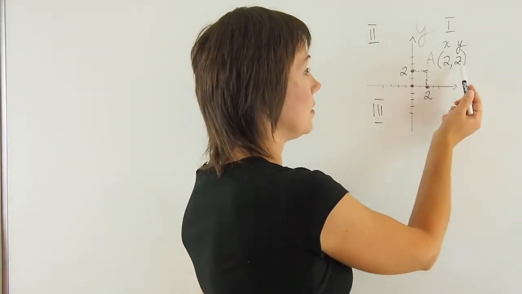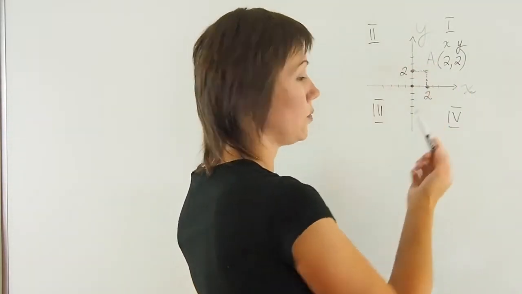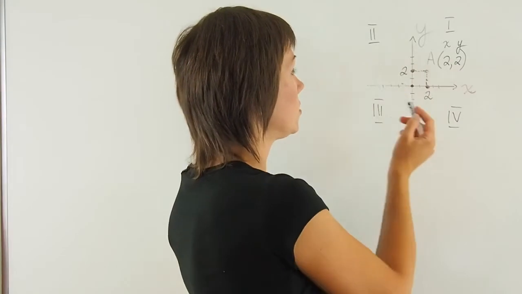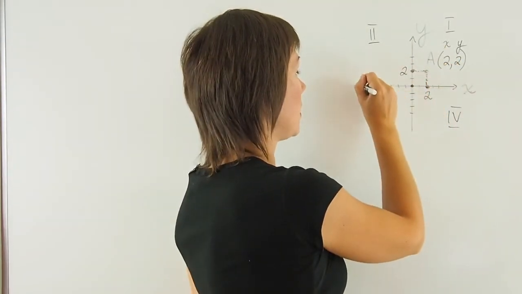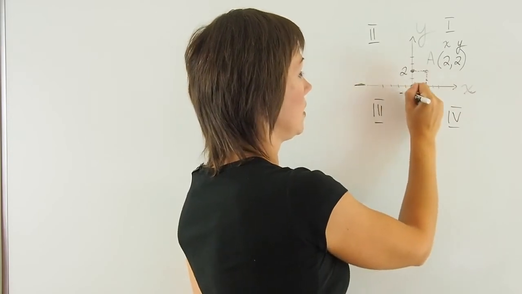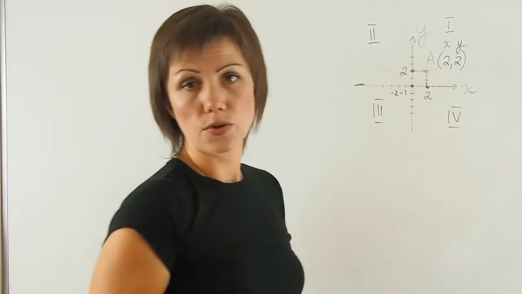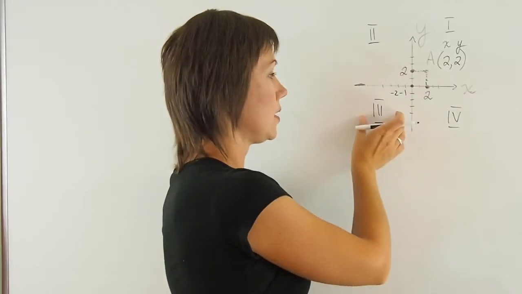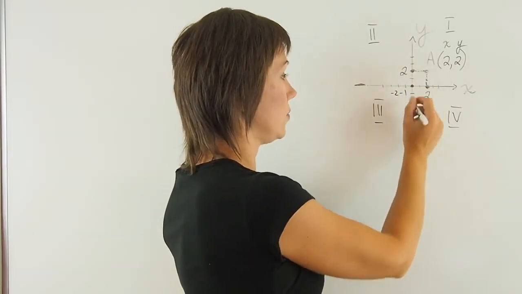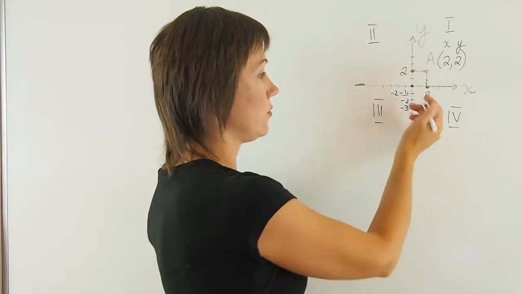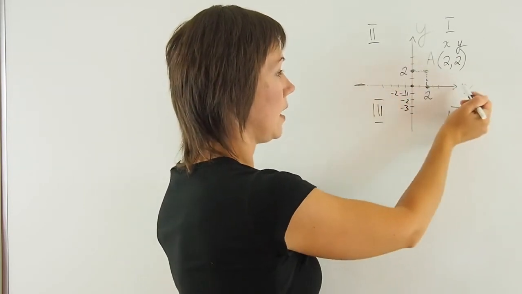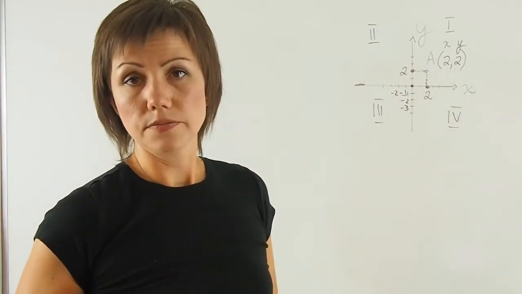So in quadrant 1, all values of x and y are positive. In quadrant 2, y values are positive, but x values are negative. Negative 1, negative 2, and so on. In quadrant 3, both x's and y's are negative. In quadrant 4, y's are negative, x's are positive.